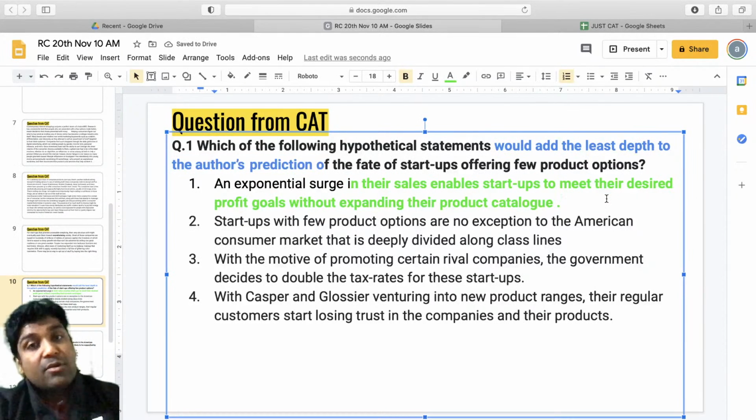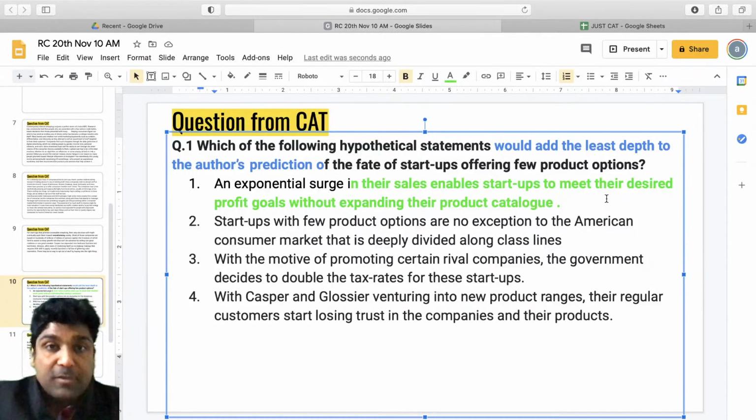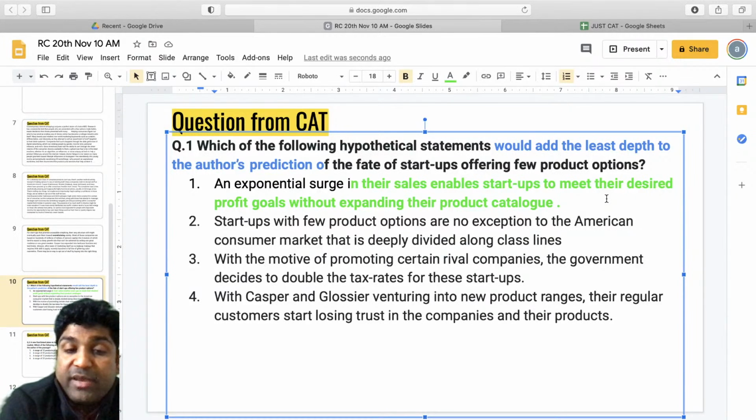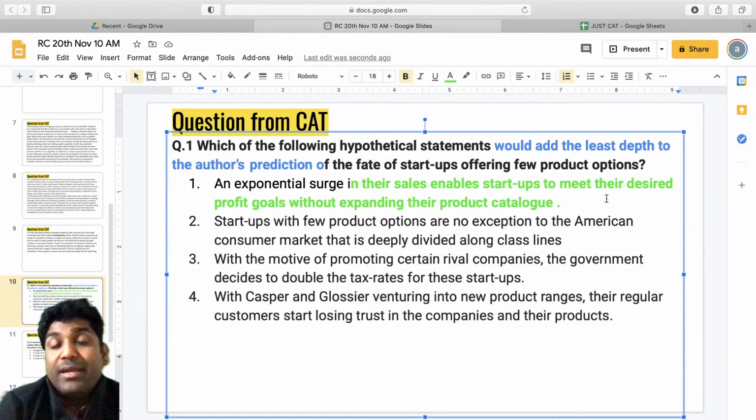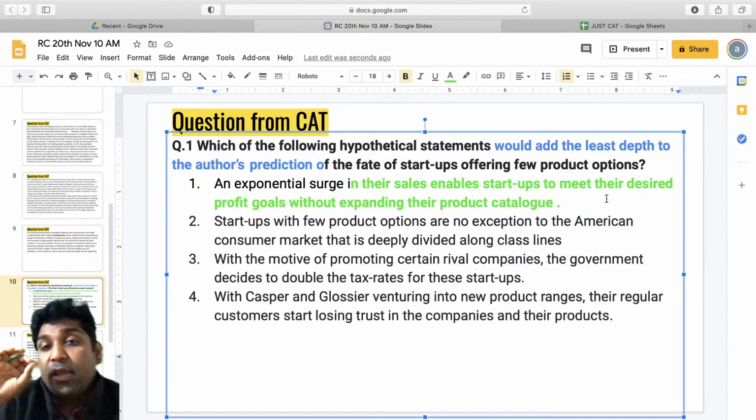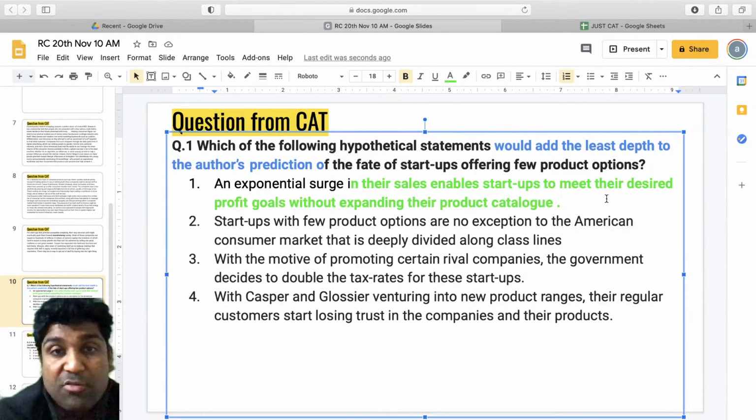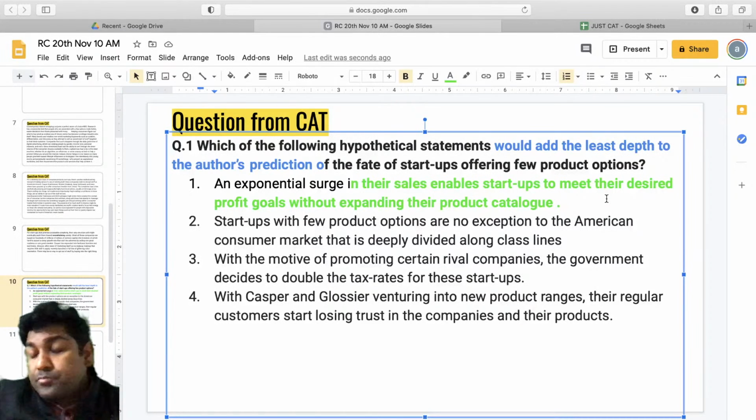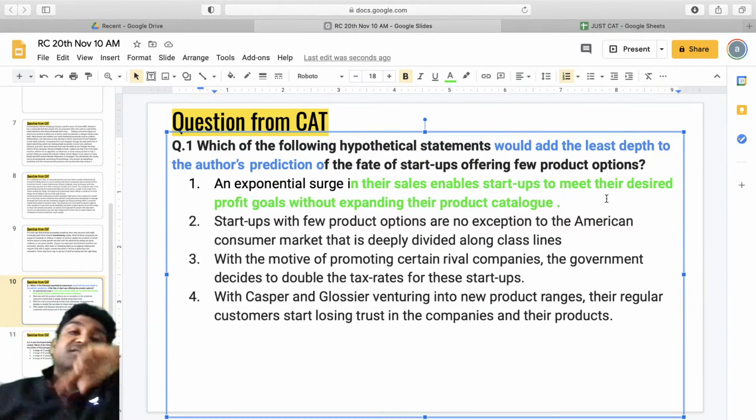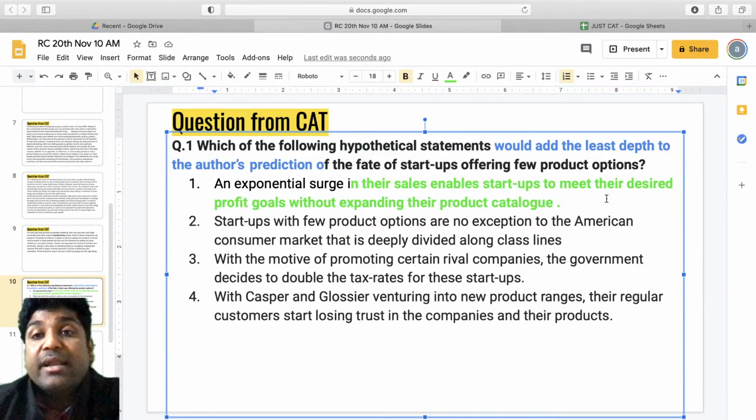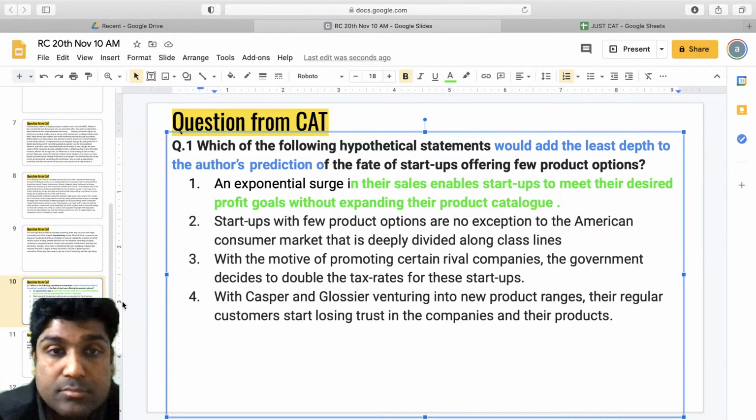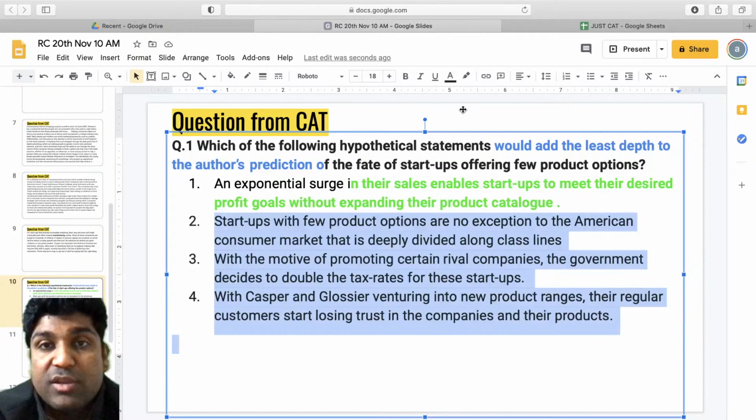So this is saying that these companies are not going to bring in more and more products. They are not going to increase their inventory manifold, but what they're actually going to do is increase the sales of whatever they have. So they will not go down the way which was said. So this is adding least depth, because it is actually countering whatever was said. Hence this is the right answer, and we need not even read 2, 3, 4. 2, 3, 4 are incorrect.